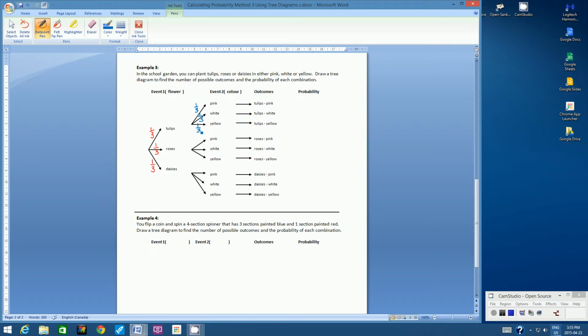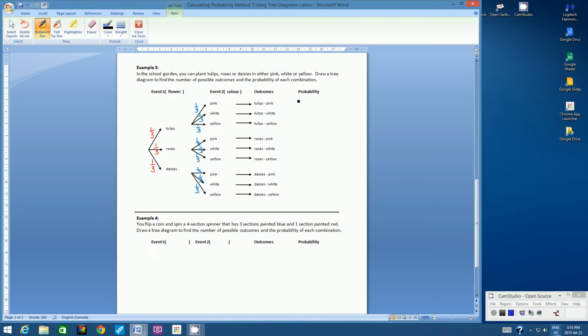So once you've filled those branches in, don't forget to continue to write the fractions for all of the branches. All of the branches have to have a fraction on them. Okay, these fractions represent the probability of that event occurring. Now I'm going to go to the last set of branches at the bottom and fill them in: 1/3, 1/3, 1/3.